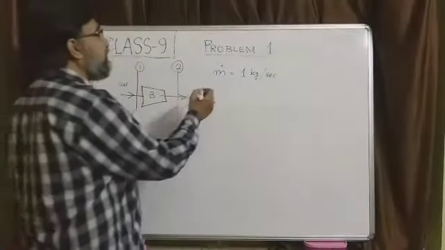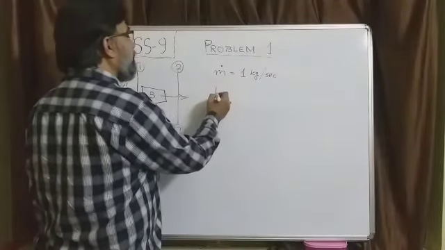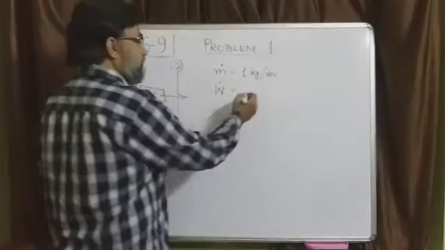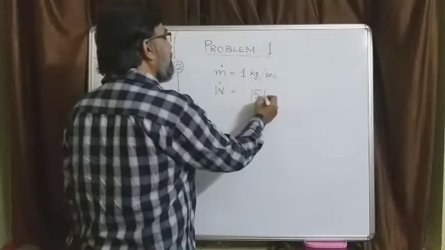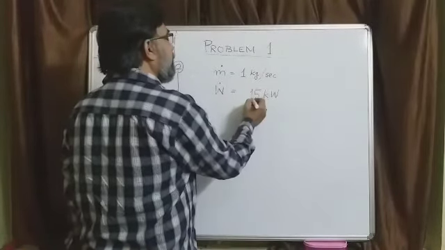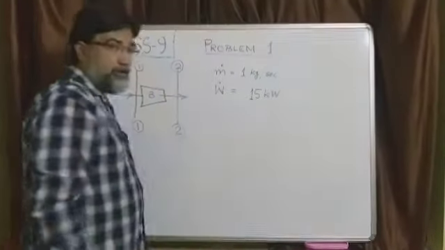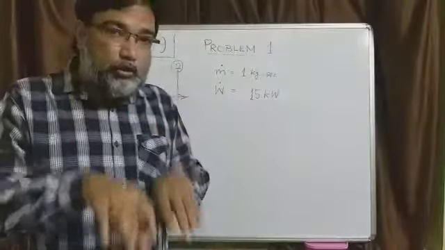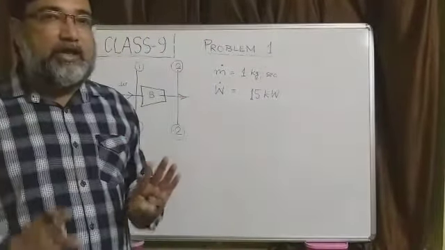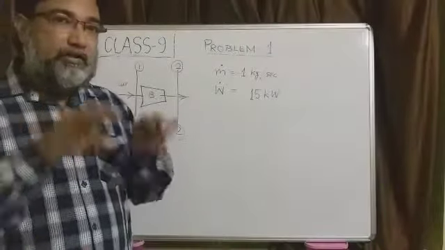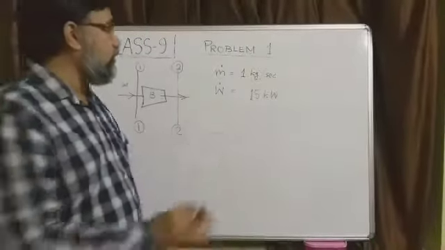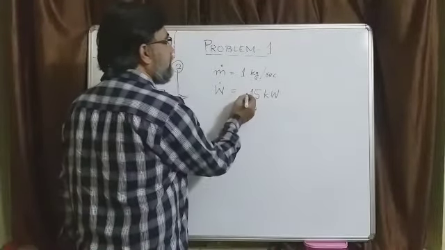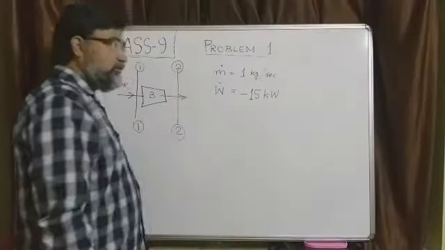Then what else is given? The power consumed. Power is m dot w or W dot, and power consumed is how much? 15 kilowatt. So it is power consumed by the blower, that is, power given to the blower. That means it will be plus or minus according to the sign convention. When work is supplied, then it will be minus. So this will be minus 15 kilowatt. This is important here. Work is minus 15 kilowatt.